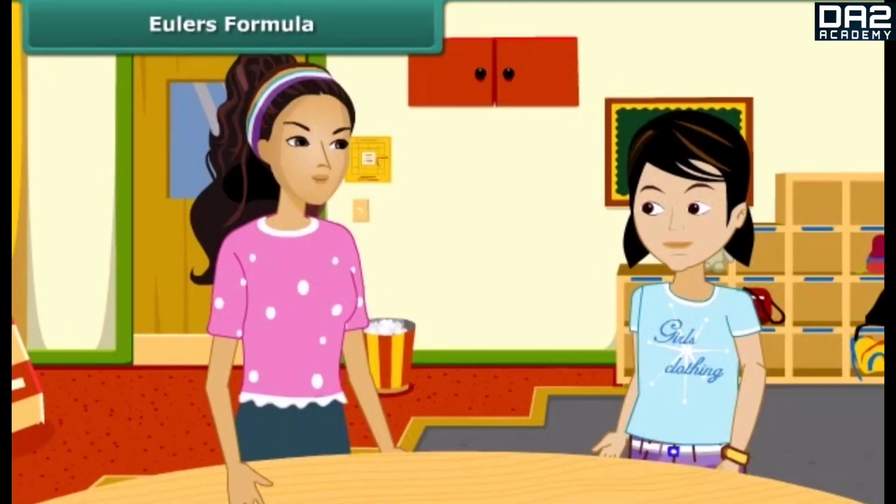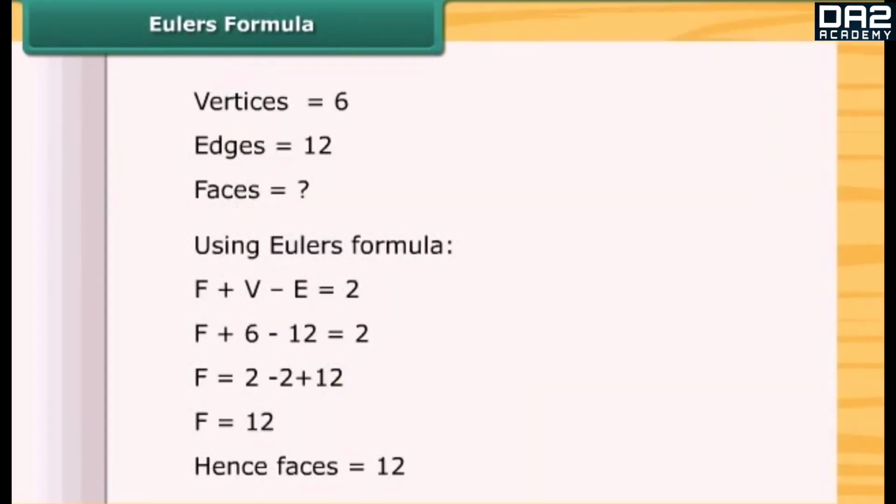If the number of vertices and the number of edges of a polyhedron is given, then we can find the number of faces of that polyhedron using Euler's formula. And if the number of faces and the number of vertices are given, then can we find the number of edges? If two values are given, then we can find the third value using Euler's formula. Here is an example.